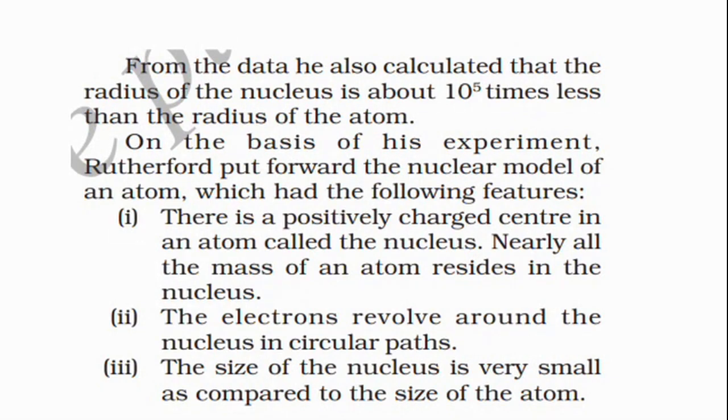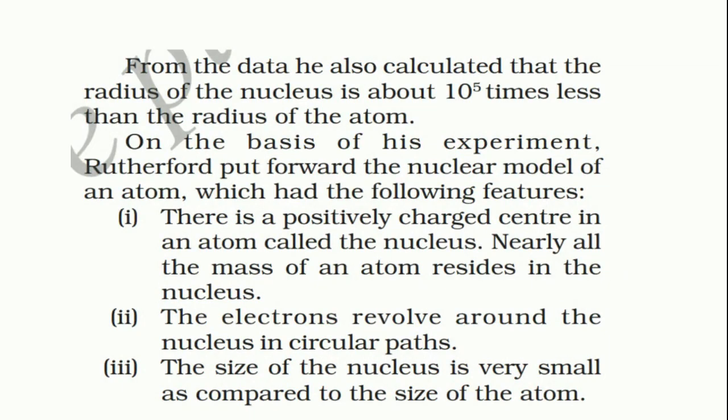So 10 to the power of 5 times less than the radius of the atom means how much it will be? 10 to the power of 5 means, we discussed now, 10 into 10 into 10, 5 times. So it will be units, tens, 100, 1000, 100,000. 1 lakh times. It is 1 lakh times less than the radius of the atom. So it's so small. See, its radius is 1 lakh times less than the radius of an atom.